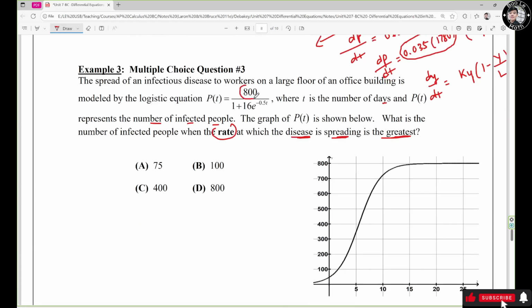Carrying capacity is 800, right? So you're gonna take 800 divided by 2. You're gonna get 400, right? So the answer is C, which is right here, 400, right? The maximum is right here.